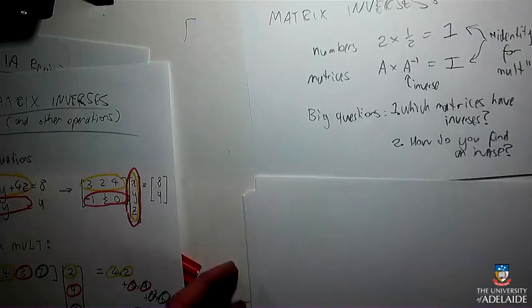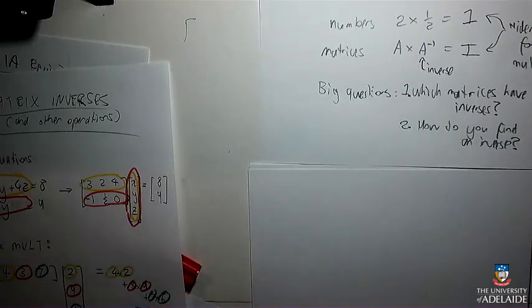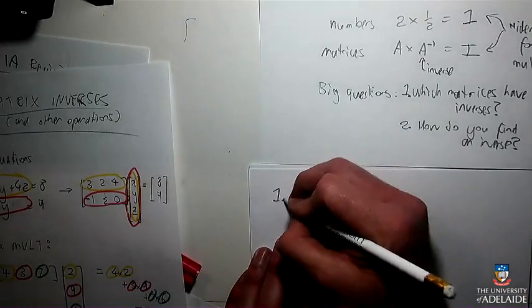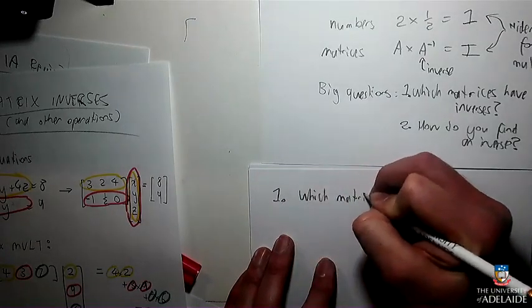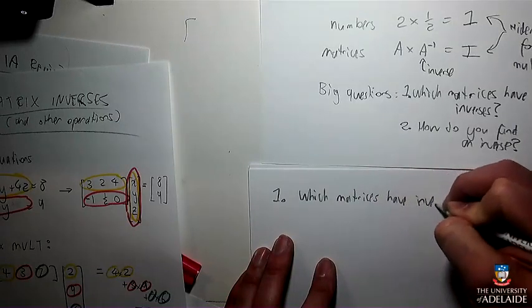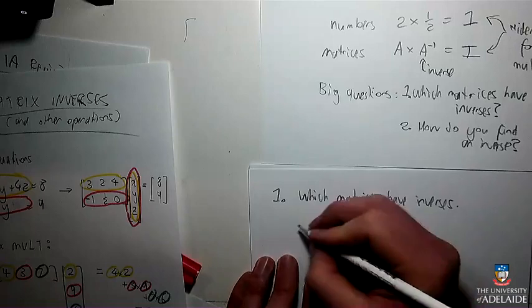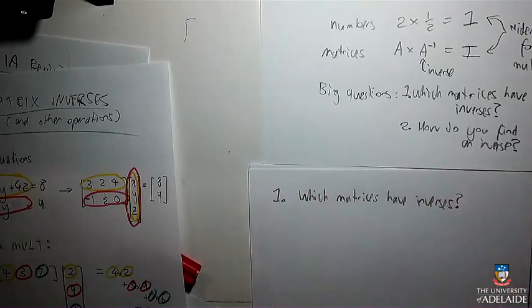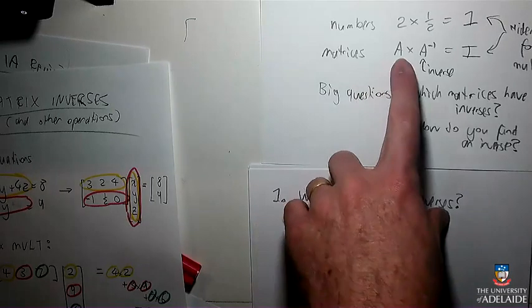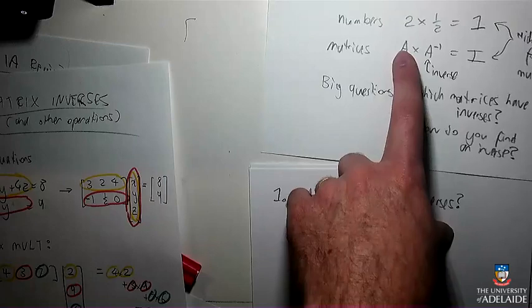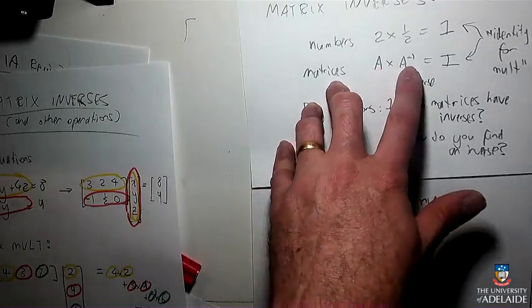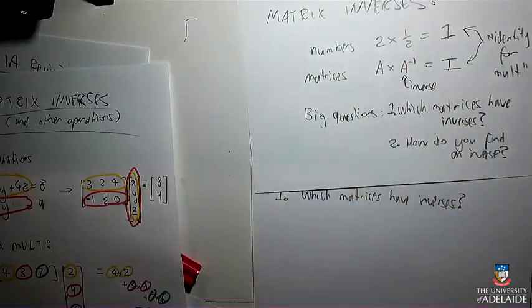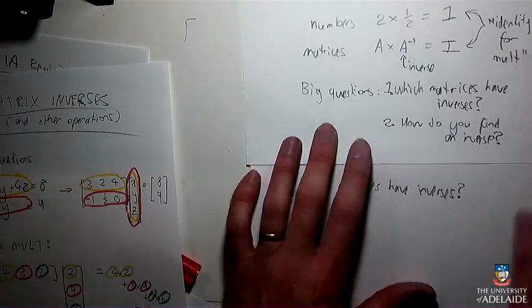All right. Which matrices have inverses? Well, there's two parts to this question. The first answer is, only square matrices can have inverses. Nothing else has one. Well, except, of course, technically, there are quite a few matrices that aren't square that, if you put something here, will produce an identity. But a proper inverse has to work on both sides.